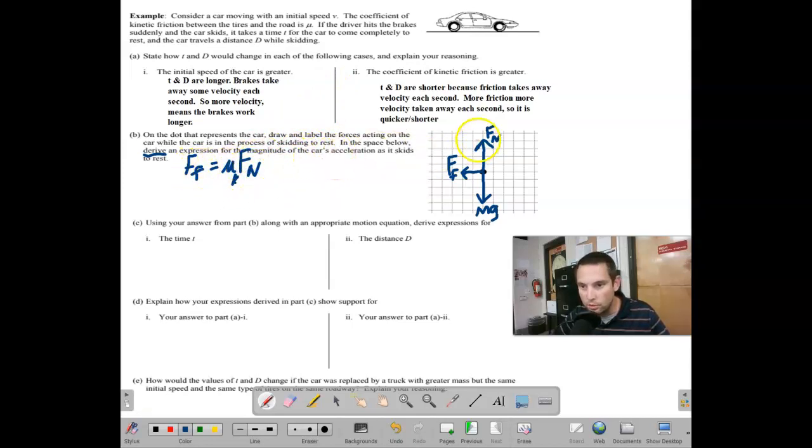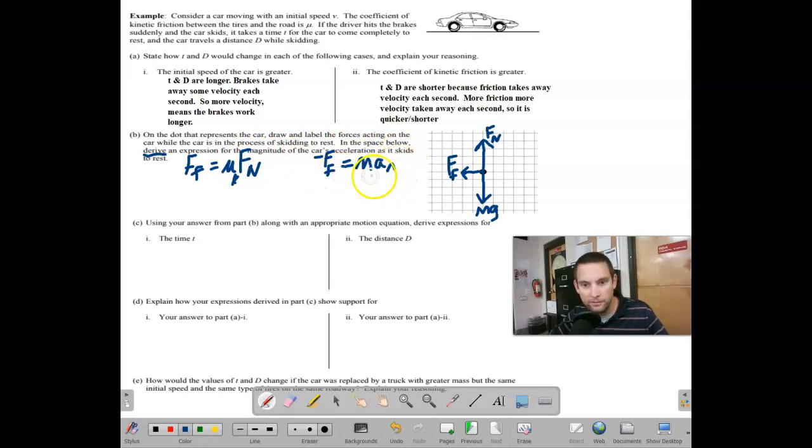And we also know, if we have a free body diagram, use Newton's second law: stuff that makes it go minus stuff that holds it back. Stuff that makes it go, there's nothing. So we have the frictional force equals mass times our net acceleration. Express the magnitude of the car's acceleration.